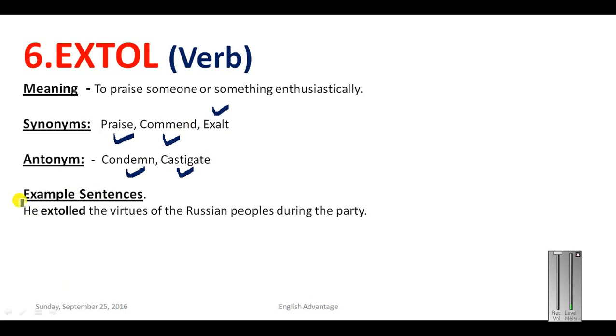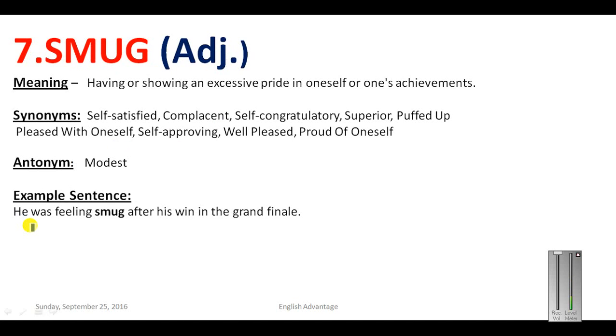Okay, now let us look at the example sentence for these words. He extolled the virtues of Russian peoples during the party. He extolled the good qualities of Russian people during the party. So that is the meaning of this sentence. Very important word. Extol means to praise. Now next word is smug.